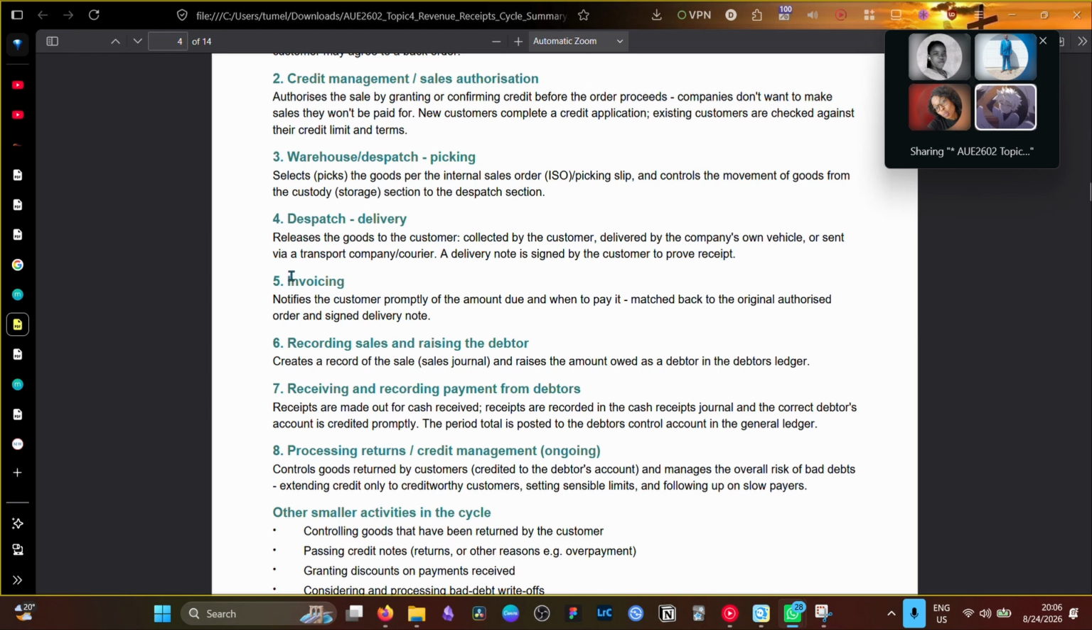So then we are at the dispatchment and delivery. Step 4: releases the goods to the customer. This is then collected by the customer, delivered by the company's own vehicle or sent via a transport company or courier. A delivery note is signed by the customer to prove receipt.